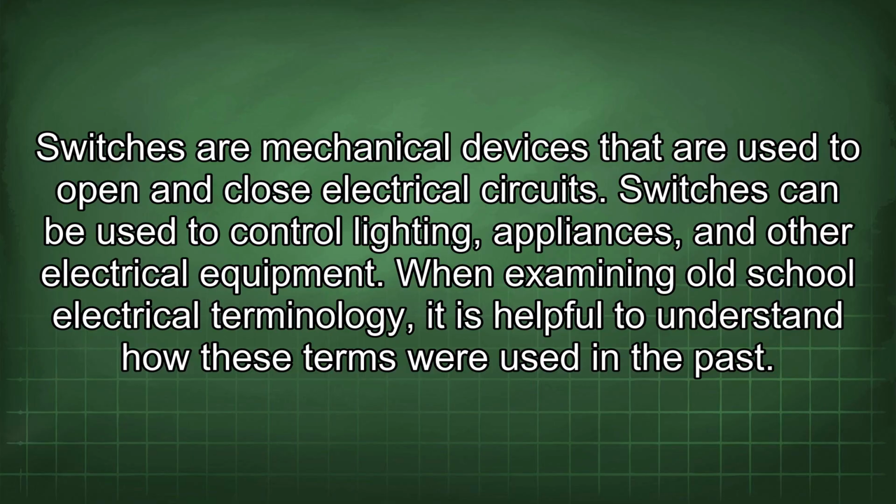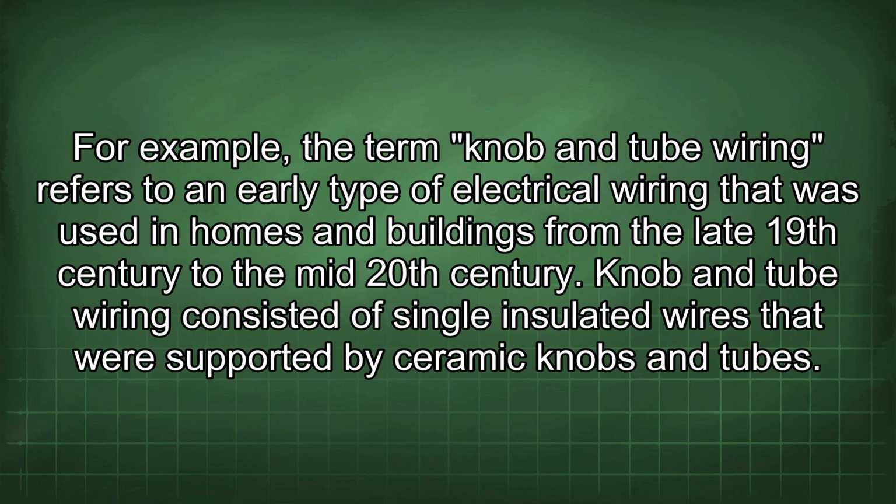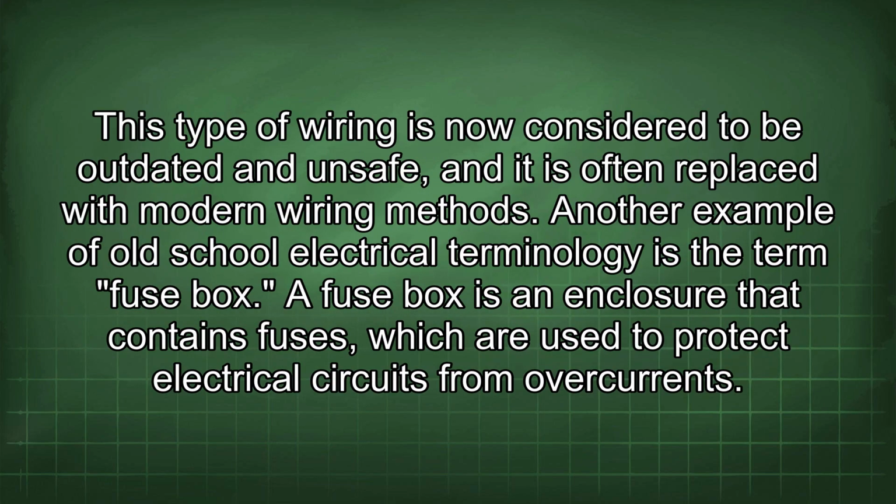When examining old-school electrical terminology, it is helpful to understand how these terms were used in the past. For example, the term knob and tube wiring refers to an early type of electrical wiring that was used in homes and buildings from the late 19th century to the mid-20th century. Knob and tube wiring consisted of single insulated wires that were supported by ceramic knobs and tubes. This type of wiring is now considered to be outdated and unsafe, and it is often replaced with modern wiring methods. Another example of old-school electrical terminology is the term fuse box.